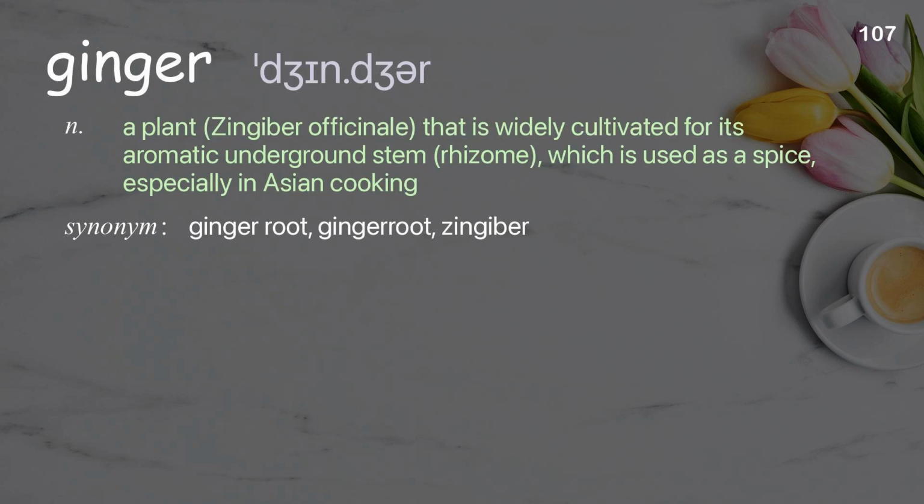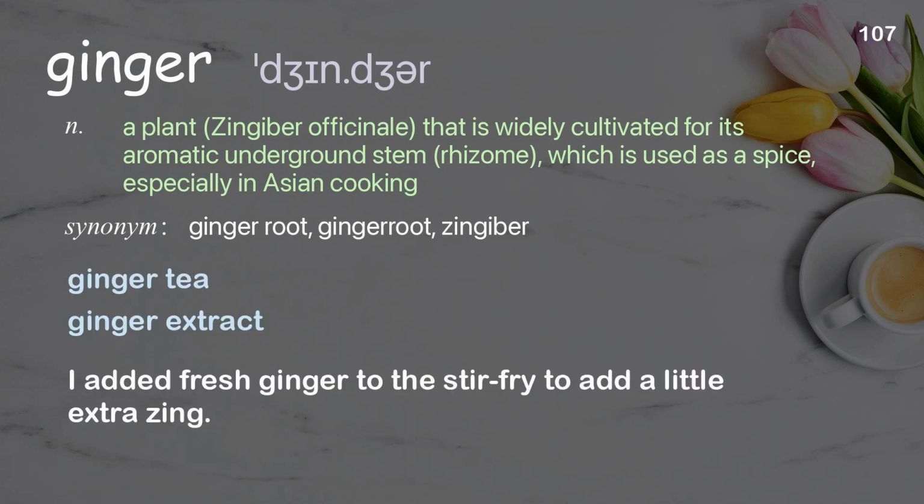Ginger. A plant, Zingiber officinale, that is widely cultivated for its aromatic underground stem, rhizome, which is used as a spice, especially in Asian cooking. Examples: Ginger tea. Ginger extract. I added fresh ginger to the stir-fry to add a little extra zing.